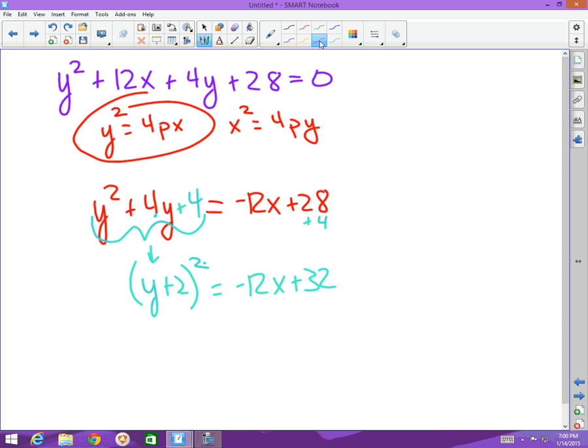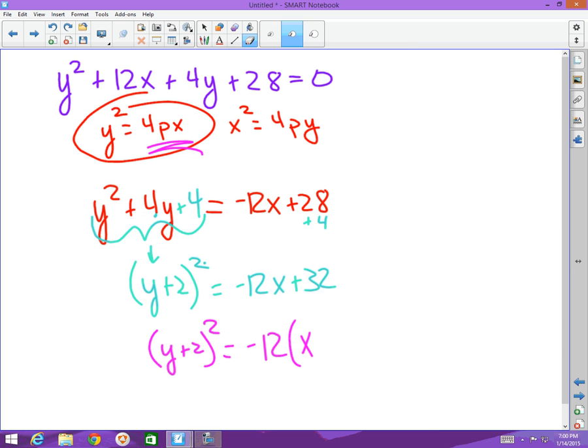Now, since we have this, we have to get it so that it is in that form. So we have (y + 2)² = -12 times (x - 32/12). And 32 over 12, you can take a 2 out to get 16 over 6, and then you can take another 2 out to get 8/3.